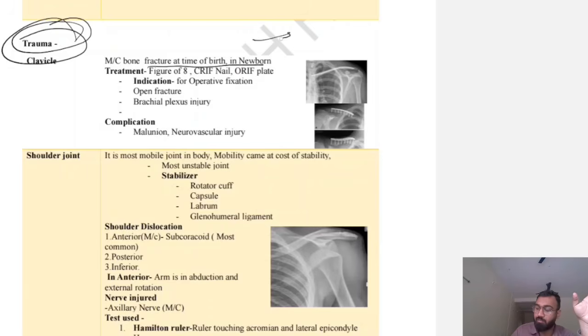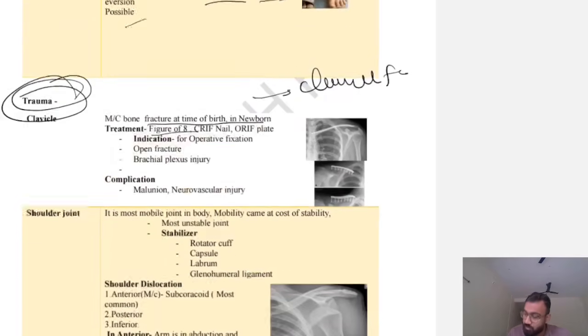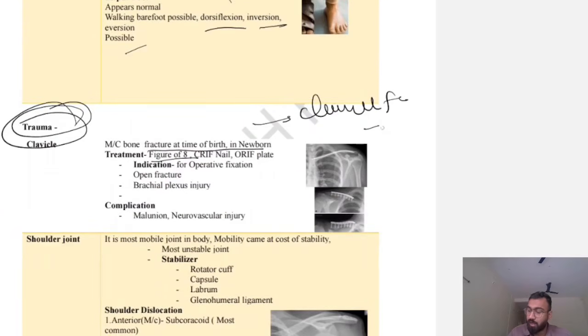In clavicle, you can manage that patient by applying a figure of 8 bandage. I have explained to you already what is figure of 8 bandage. The figure of 8 bandage keeps both fragments near, and it can go into malunion, but the outcome, the flexion extension at shoulder joint, does not hamper. So we will first try to manage that patient conservatively. If there are some indications, we have to do operative fixation on those patients.